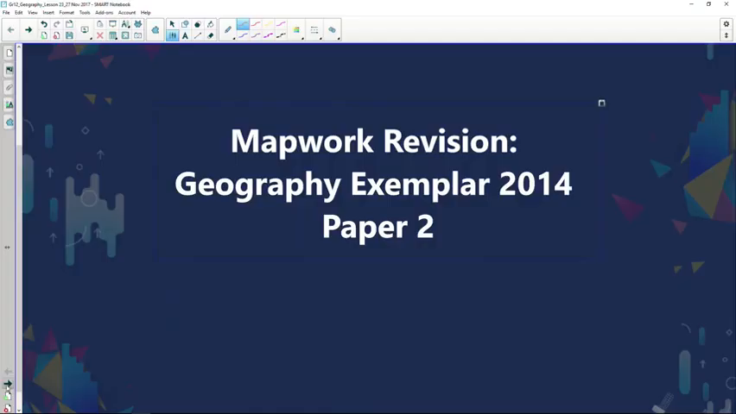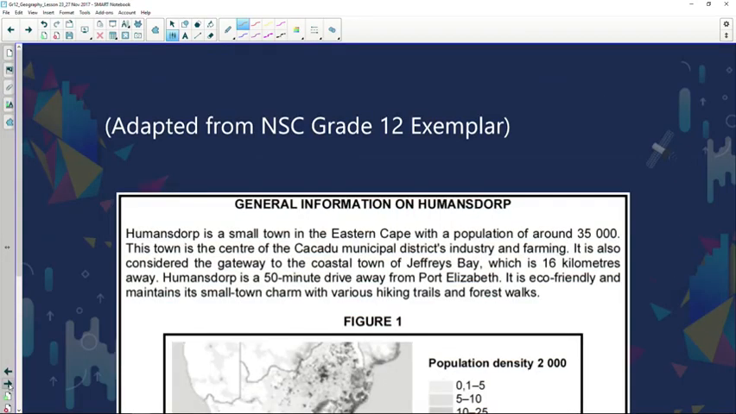Now the question paper that we're going to have a look at is the Mapwork paper, paper 2, and we're going to focus on the Humansdorp map, 1 to 50,000. As soon as you get your question paper, you're going to receive two maps. You're going to receive an orthophoto map with a scale of 1 to 10,000, and your Humansdorp map, 1 to 50,000 scale map.